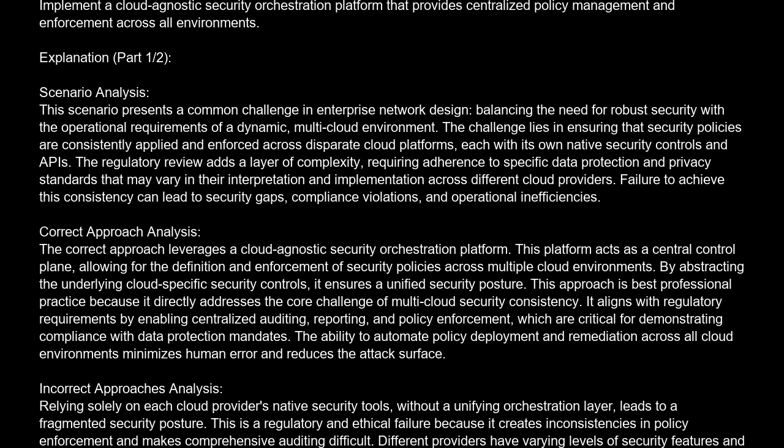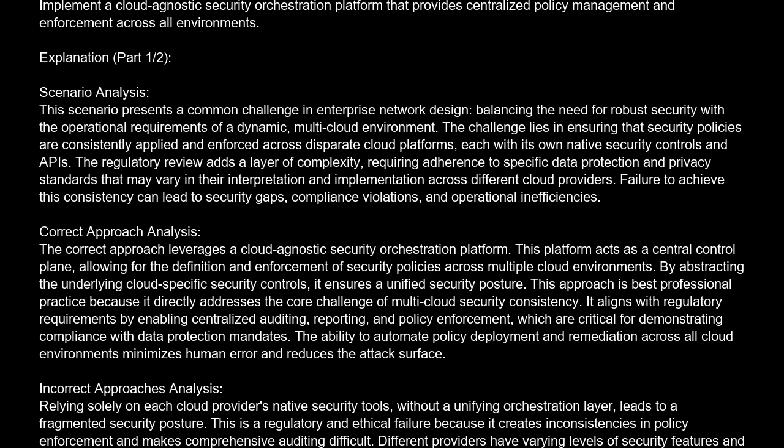The correct answer is D. Implement a cloud-agnostic security orchestration platform that provides centralized policy management and enforcement across all environments. Explanation: scenario analysis. This scenario presents a common challenge in enterprise network design, balancing the need for robust security with the operational requirements of a dynamic, multi-cloud environment.